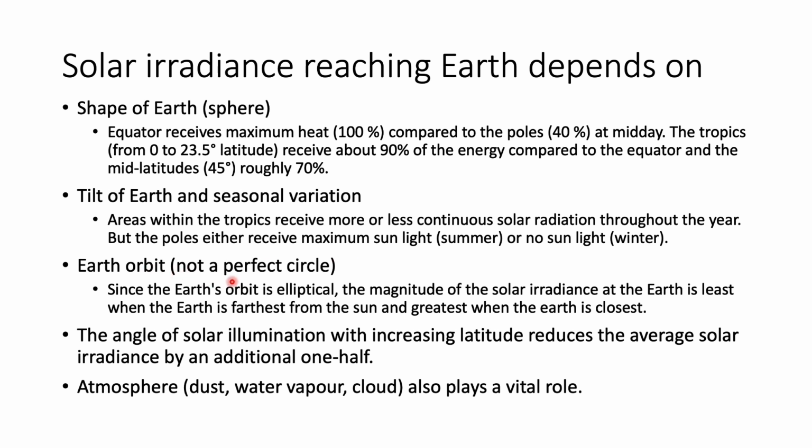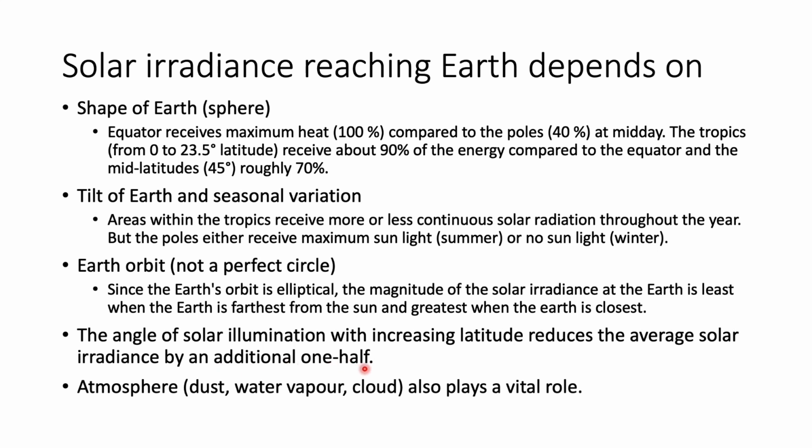Similarly, because the Earth's orbit is not a perfect circle, we also have a difference due to it. Since the Earth's orbit is elliptical, the magnitude of the solar radiation at the Earth is least when the Earth is farthest from the sun and greatest when the Earth is closest. Similarly, the angle of solar illumination with increasing latitude reduces the average solar irradiance by an additional 1/2.